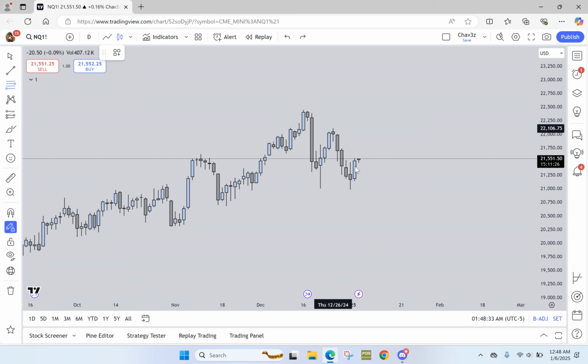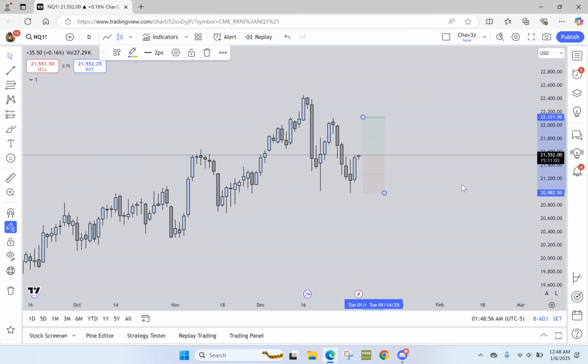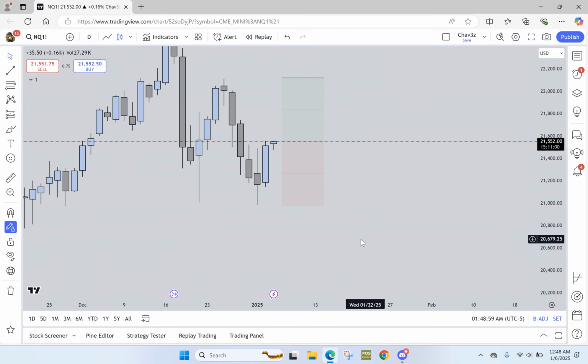So what we're going to do is map out our PD array in the form of the daily range. So this is our daily range's PD array, and we have our premium, equilibrium, and discount. As you can see here where we're trading, we're literally right at equilibrium. So I'm just grabbing my PD array. The next thing that I'm grabbing is what array are we trading in?